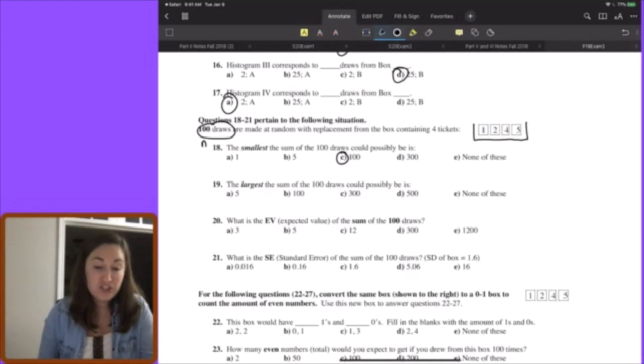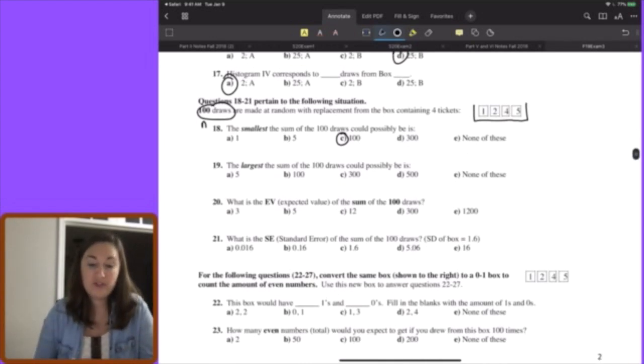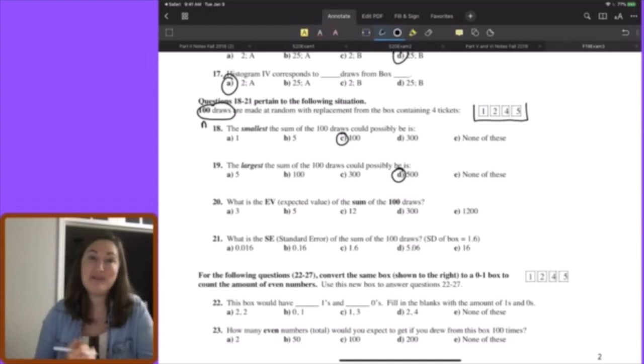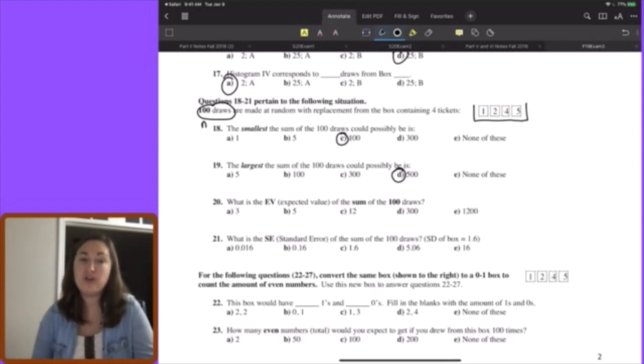Same thing for the largest sum, I would get the biggest number every time. So getting a 5 100 times would be 500. Both of those are very rare. The chances of that happening are super small. Instead, what's probably going to happen is we're going to get somewhere around the expected value. That's what expected value is. It tells you what you are expected to get if you do this over and over again.